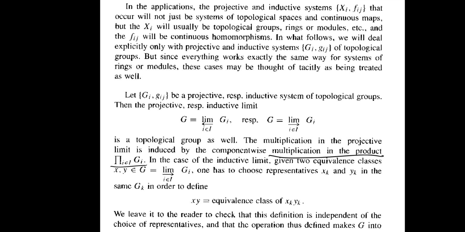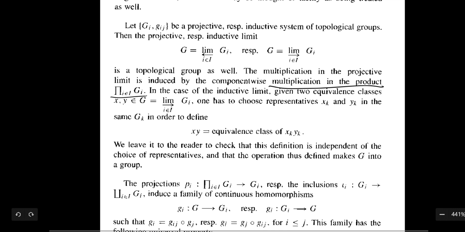In the case of inductive limits, given the equivalence classes, I have to choose representatives x_k and y_k in the same G_k in order to define xy to be the equivalence class of their multiplication. And we have to check this is independent of the choice of representatives.